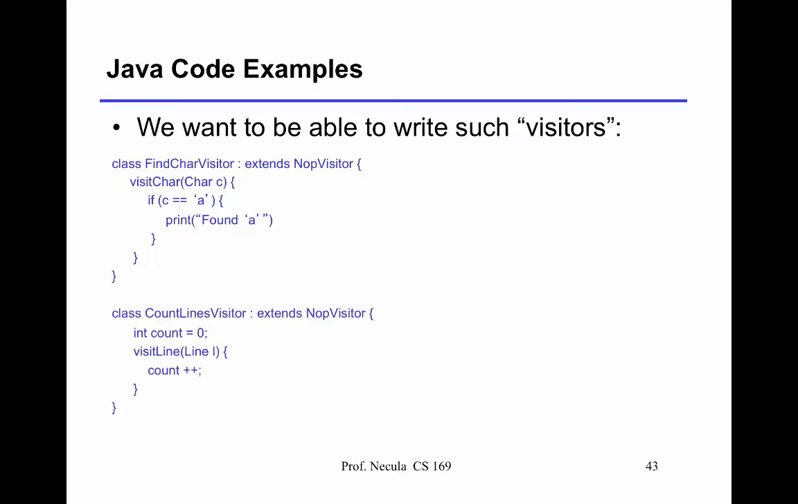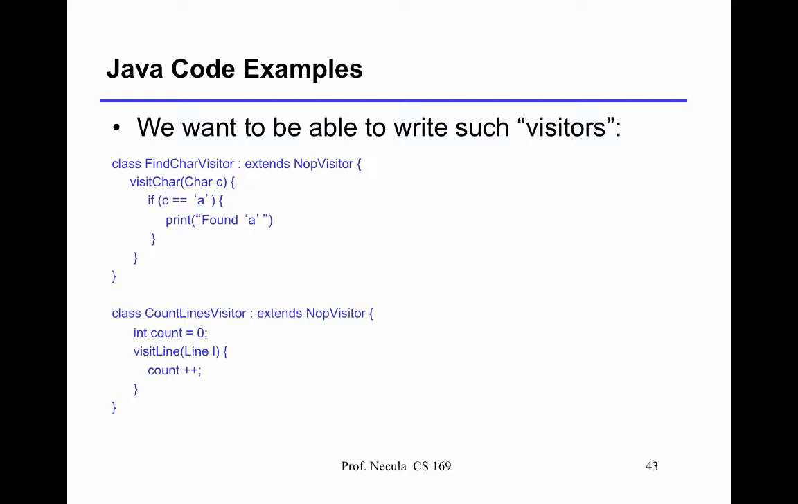This is how you'd write a line-counting visitor. You initialize the counter to 0. This is done when the visitor object is instantiated. And then you write the visitLine method, which increments the count. So this is going to be called on every line. Okay? So this is pretty cool. You didn't have to worry about even what the data structure is that represents all this. You just say, call me when you encounter the next line.